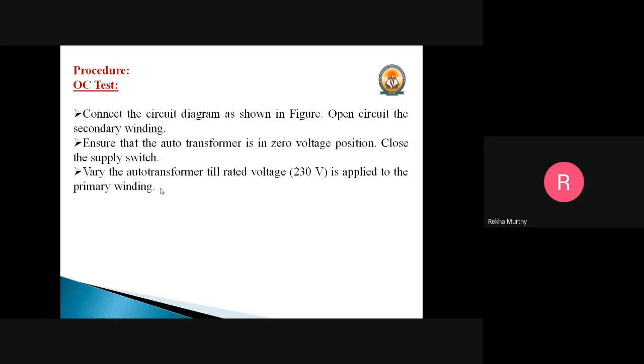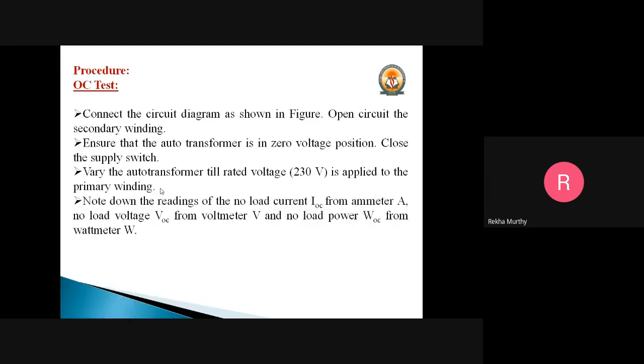Then note down the readings of the no load current, denoted as I naught C, from the ammeter, and the no load voltage, V naught C, from the voltmeter, and the no load power, W OC, from the wattmeter.